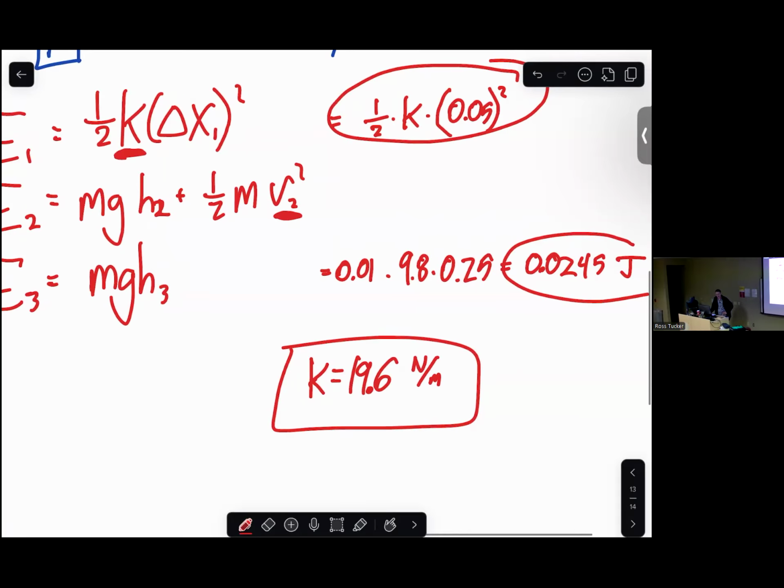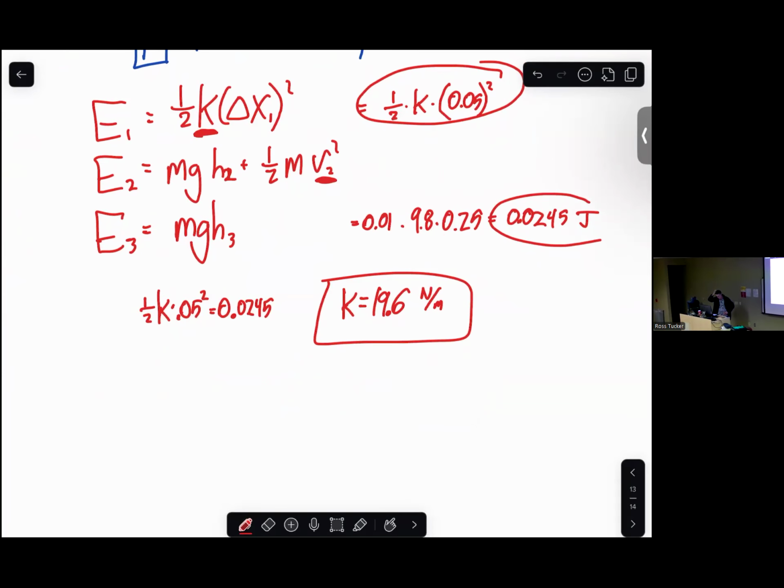So how did I get K equals 19.6? I imposed the condition that the two things are equal, and I solved for K. That's all there is to it. At the second time, I can plug in and say this is the total amount of energy. I don't have to recalculate it. I'm just going to plug into this expression and say that they're equal.